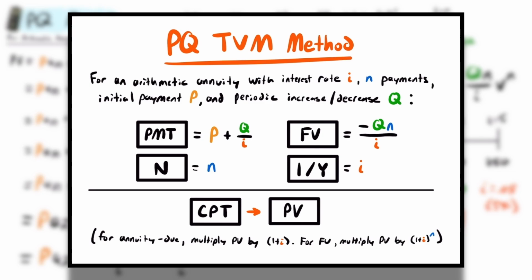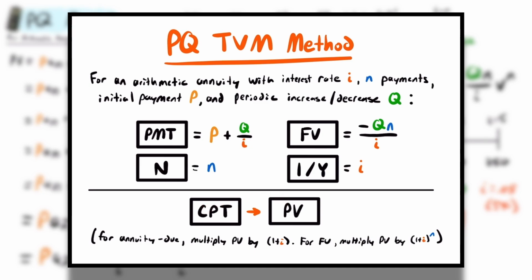The only difference between the increasing and decreasing case is that for increasing, Q is positive, and for decreasing, Q is negative. All right, so when Q is negative, the future value will be positive because the negative for Q will cancel out with this negative. So do keep that in mind. And most likely when Q is negative, the payment will end up being negative because you'll be adding a pretty big negative number to the value of P. All right, and that's okay. That will still get you the right answer when you compute the present value. And we'll end the video with a quick example of that.